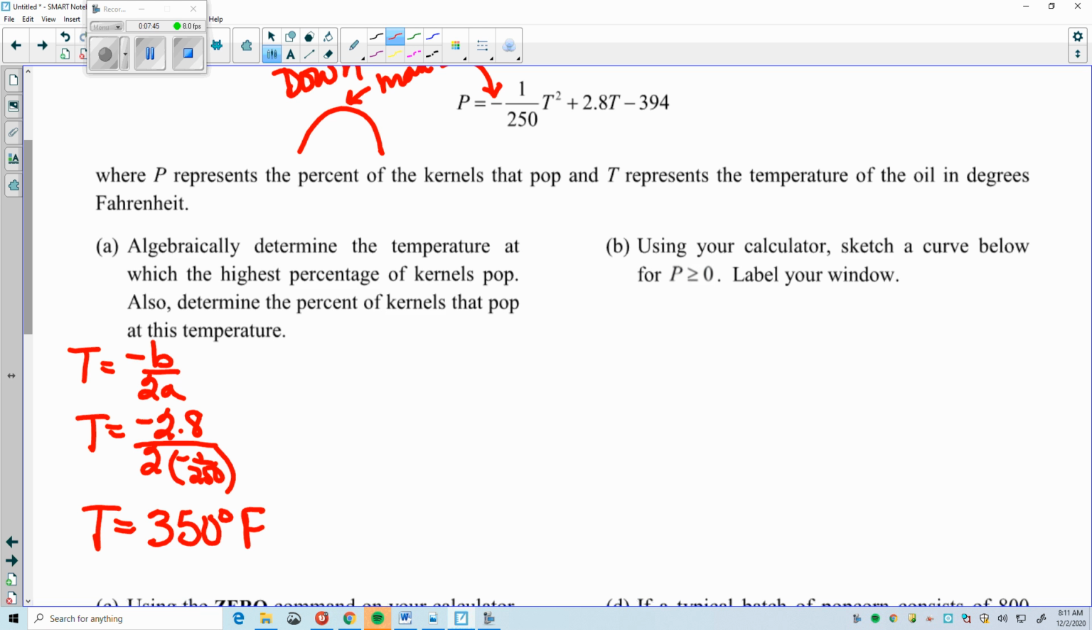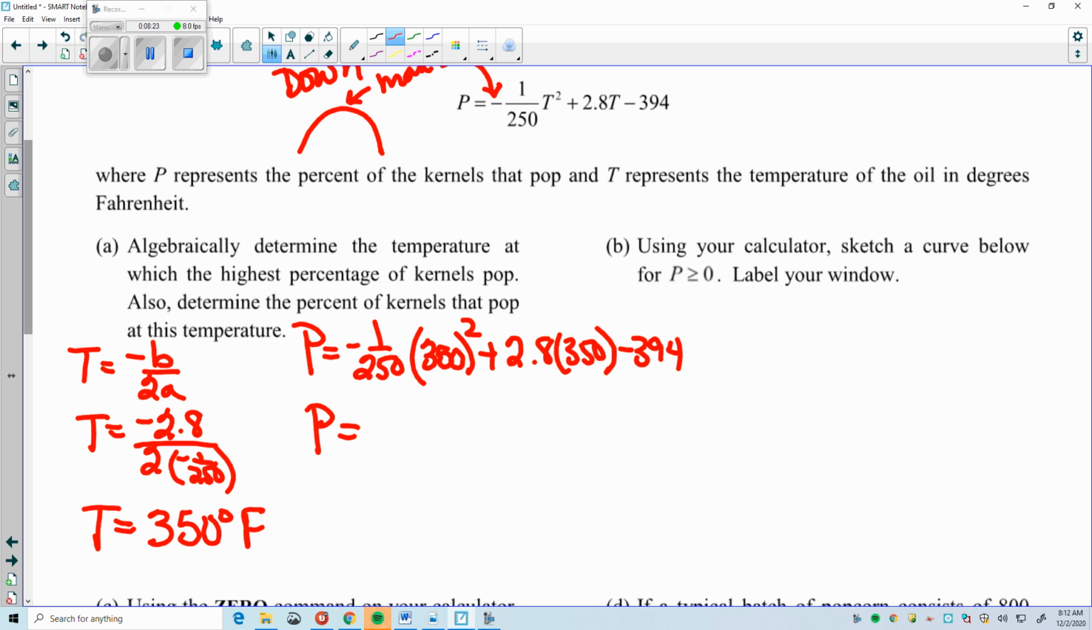Okay, so they wanted to know the temperature at which the highest percentage of kernels would pop. And then it says also determine the percent of kernels. Keep in mind, the P of your formula is your percent. So kind of like we did on the last one, once we know what the value is here, I want to plug that back into the formula and solve for P. So I have a negative 1 over 250 times, we're going to plug in our value that we found, 350 squared, plus 2.8 times 350 minus 394. So again, plug that all into your calculator. That can all go in as a string. I'd use your fraction template for the negative 1 over 250. Double check and make sure you're doing this correctly, but that's going to be about a 96% pop rate.